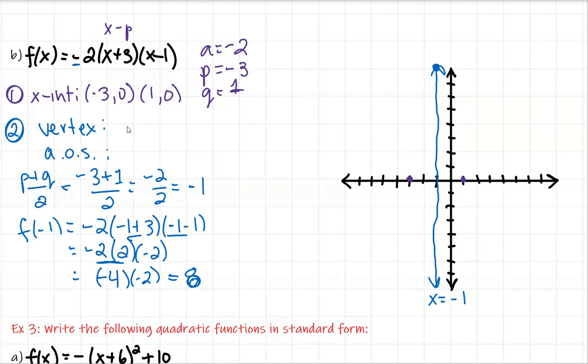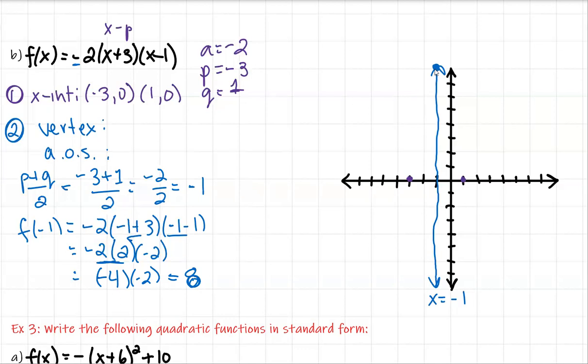The idea of our A being bigger than 0 or less than 0 affecting the way it opens still stays with both of the forms, okay? If A is positive in our vertex form, it still opens up. If A is positive in our intercept form, it still opens up. And then vice versa for when A is less than 0 or negative. It will open down in both of those forms as well. Okay, cool. We got our parabola.